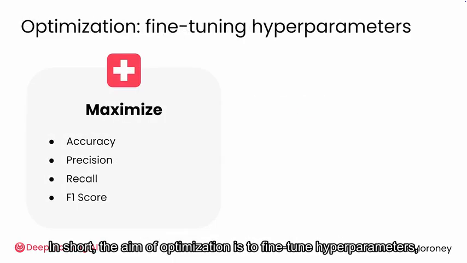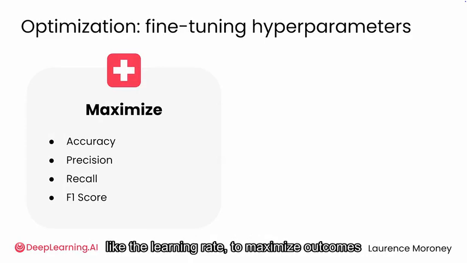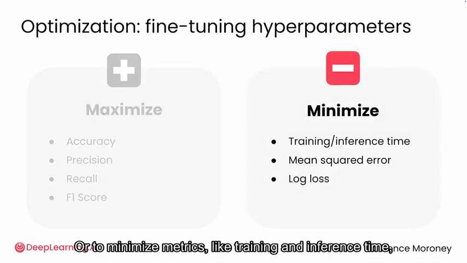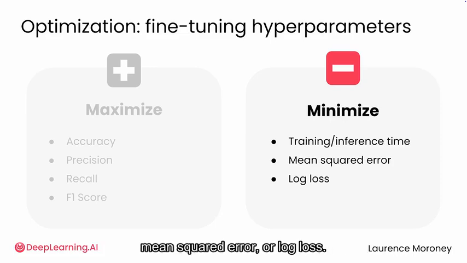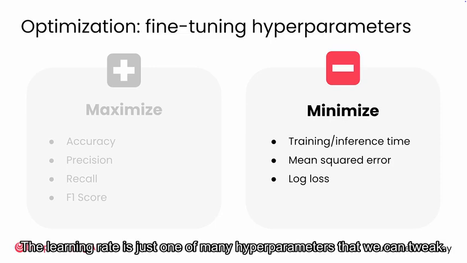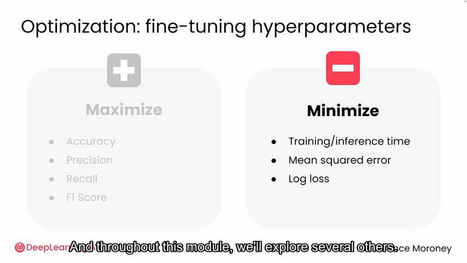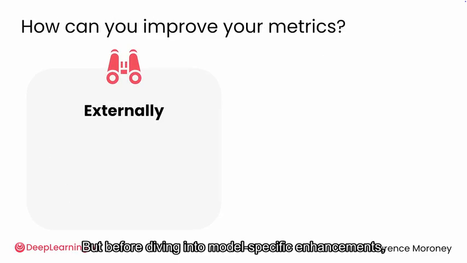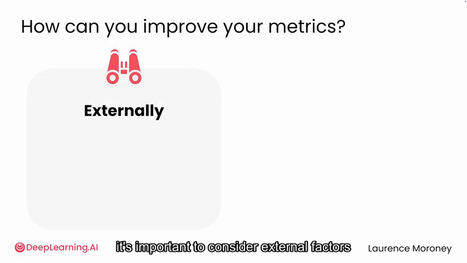In short, the aim of optimization is to fine-tune hyperparameters, like the learning rate, to maximize outcomes such as accuracy, precision, recall, or F1 score, or to minimize metrics like training and inference time, mean squared error, or log loss. The learning rate is just one of many hyperparameters that we can tweak, and throughout this module, we'll explore several others. But before diving into model-specific enhancements, it's important to consider external factors that could be limiting performance.